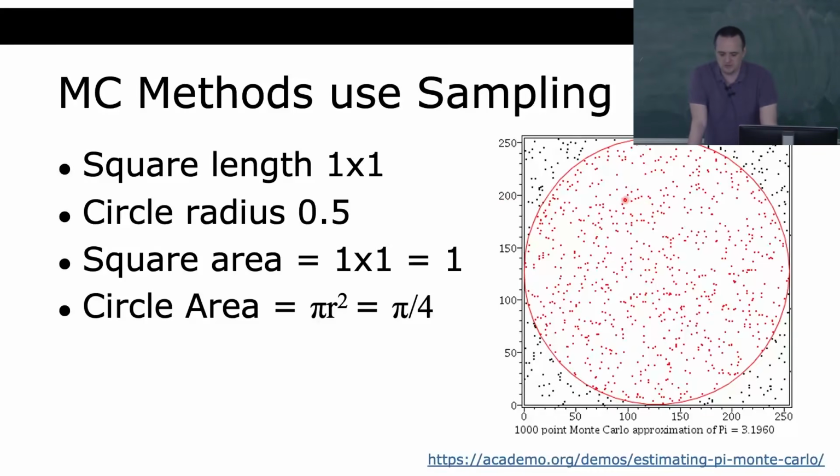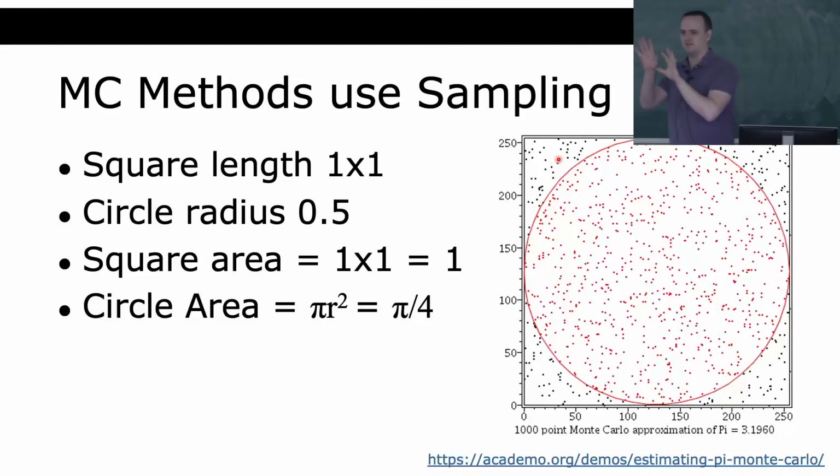And so what you do is you keep track of how many of the randomly generated points land inside the circle and how many land outside the circle. That ratio of how many landed inside the circle to how many landed outside the circle should be, if we take enough samples, directly related to the areas of those two things.